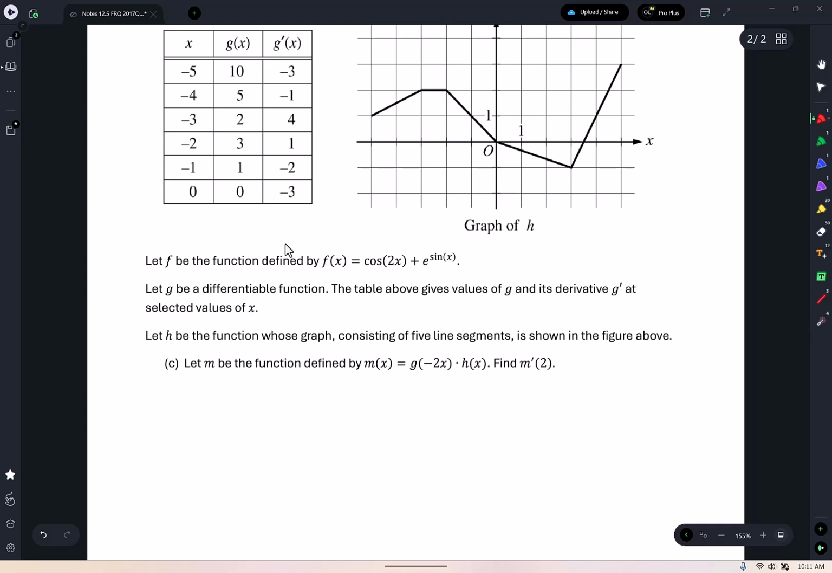The heading is the same. I just copy-pasted it. Letter C. And I'm going to go slow. Let m be the function defined, and they give me a function. Find m prime of 2. What do I got to do to find the derivative? Take what rule?